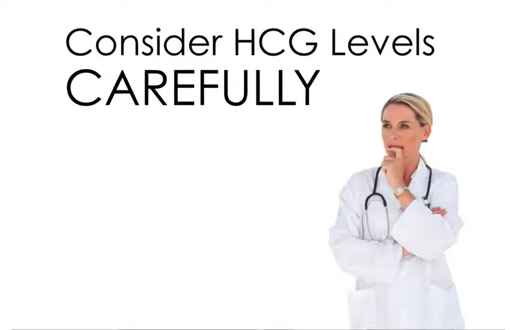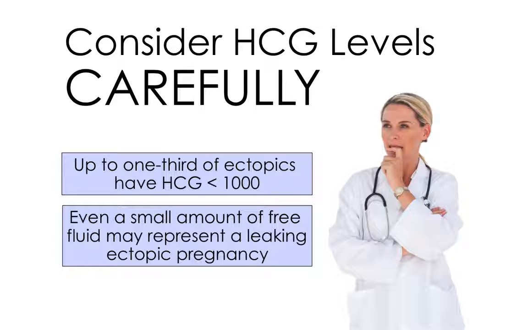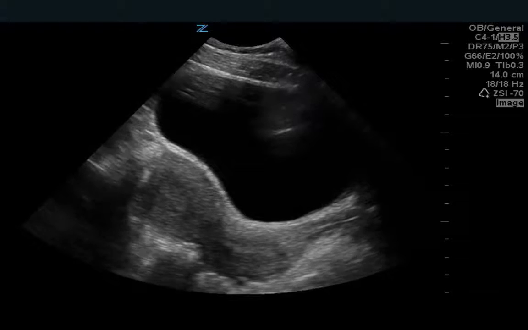Be sure to carefully consider HCG levels. Up to 1/3 of ectopic pregnancy will be diagnosed with an HCG level less than 1,000 milli-international units. Even a small amount of free intraperitoneal fluid seen on ultrasound may represent a leaking ectopic pregnancy. Here is an excellent example of this phenomenon.